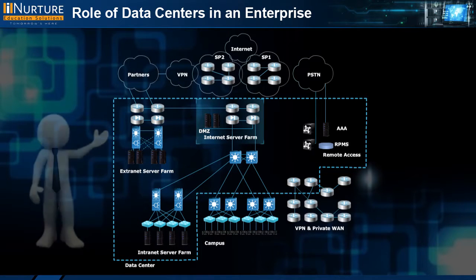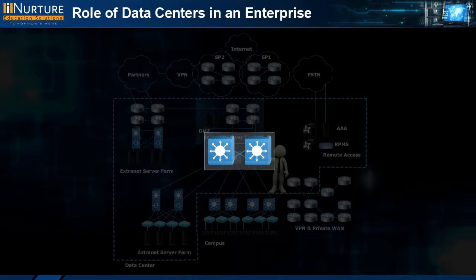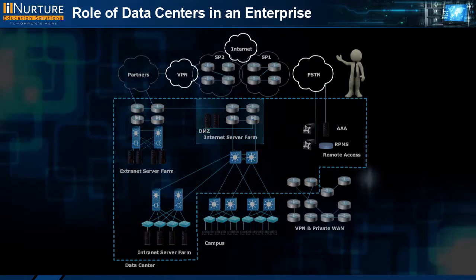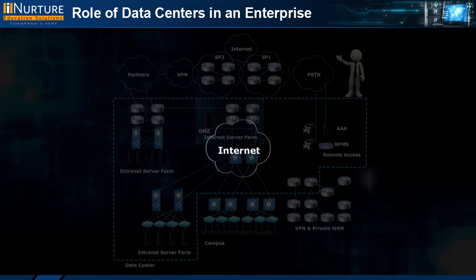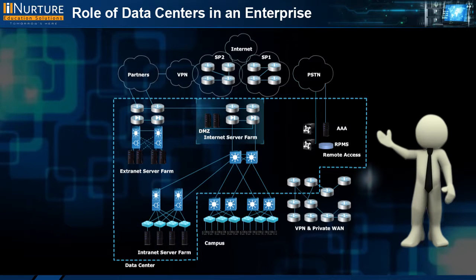To support these infrastructure building blocks, we have network core switches and edge routers. And then we have the external services that are provided by external suppliers such as PSTN, Internet Service Providers, and VPN. This is a typical infrastructure.